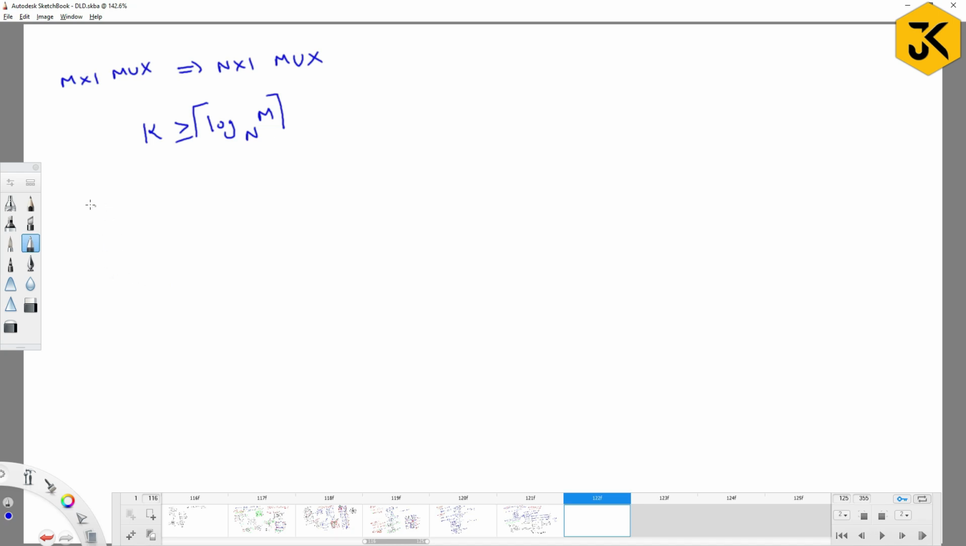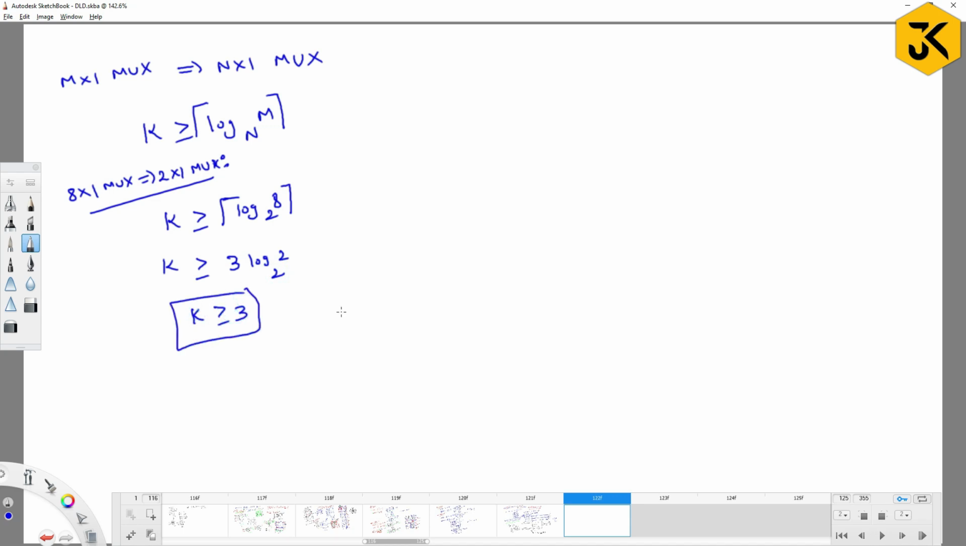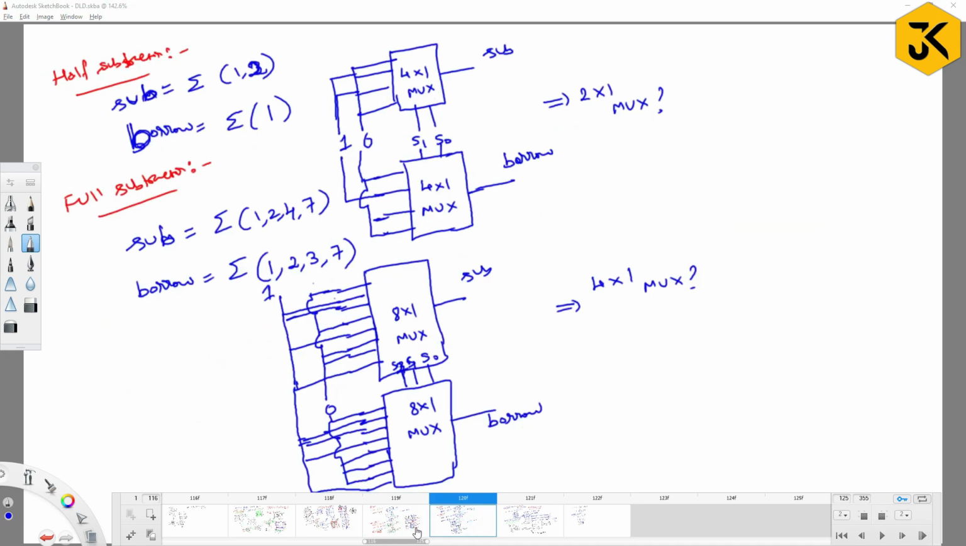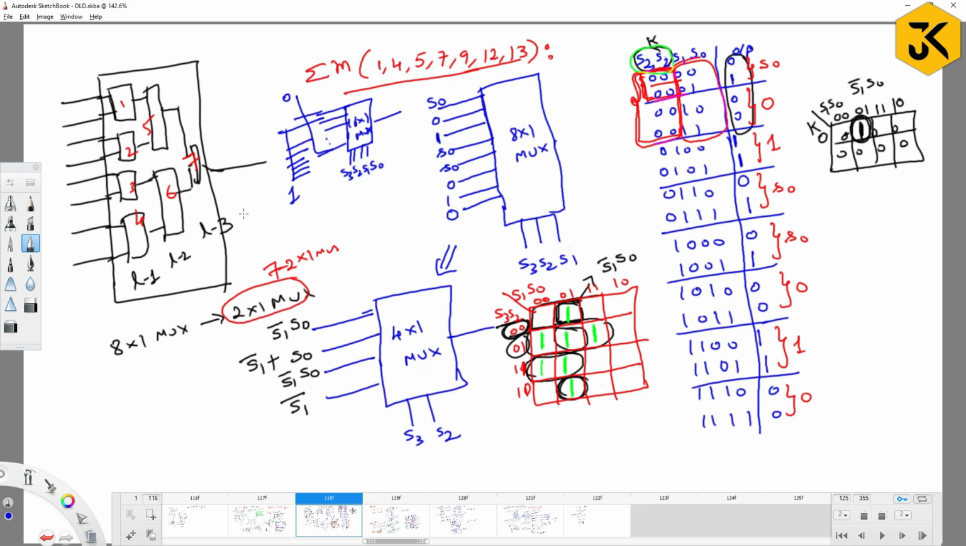For example, if I would like to implement an 8 by 1 mux using 2 by 1 mux, substitute in the formula where k should be greater than or equal to log 8 to the base 2. Log 8 I can write as 2 cube. So I can write k should be greater than or equal to 3 into log 2 base 2. So k should be greater than or equal to 3, meaning that a minimum of 3 levels are required. That is what we got here. Right? Minimum 3 levels are required.